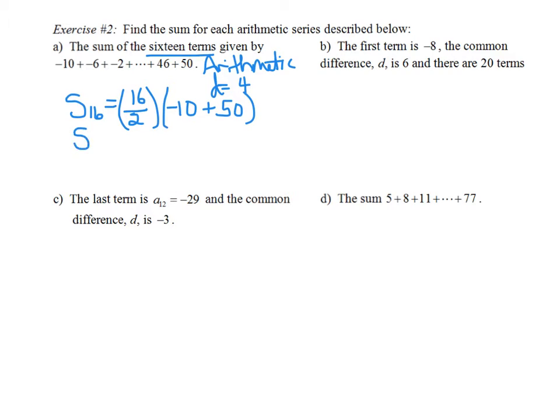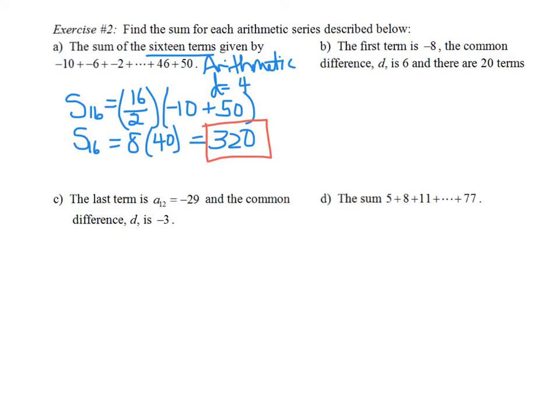Now the calculation even becomes pretty easy without your calculator if you think of it in this way. 16 divided by 2 is 8. Negative 10 plus 50 gives me 40. And 8 times 40 tells me that the total must be 320. So when I add together all the terms in that sequence, all 16 of them, the arithmetic series is that sum, so it's 320.